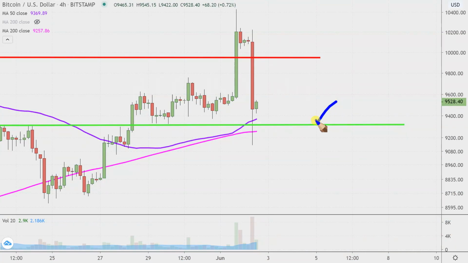Question number one you need to ask yourself is, where's the price at relative to 9,300? So far so good during that crazy session. Price actually dropped down below it, but price was able to recover back above it. And you want to see the price stay above there.